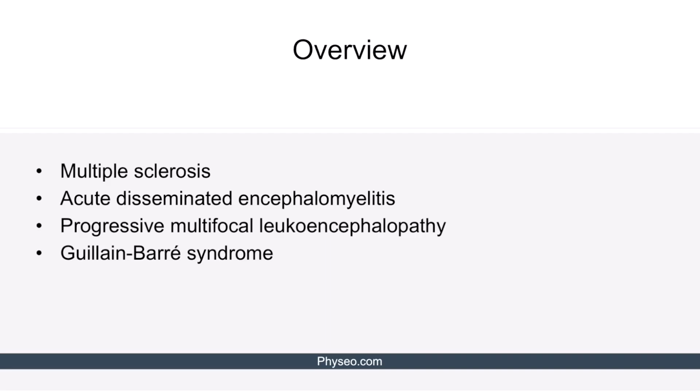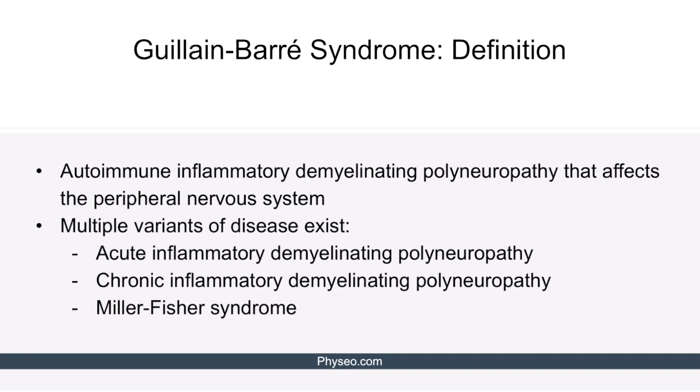Here's the overview slide again. Let's conclude this lecture with a discussion on Guillain-Barré syndrome. Guillain-Barré syndrome is an autoimmune inflammatory demyelinating polyneuropathy, and it affects the peripheral nervous system. In other words, the immune system attacks many peripheral nerves, leading to loss of the myelin sheath on them, which in turn leads to neurological symptoms.